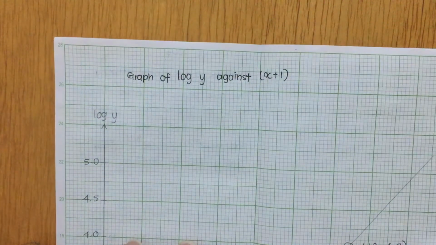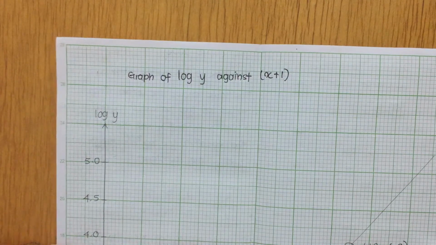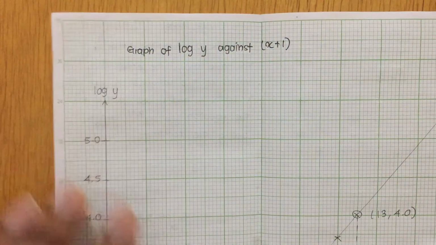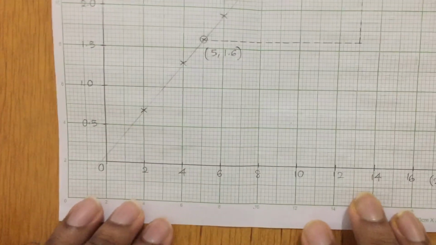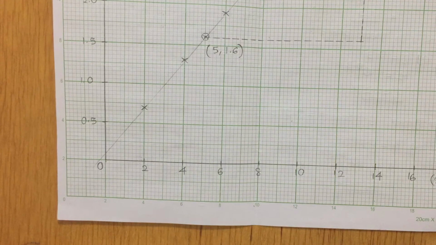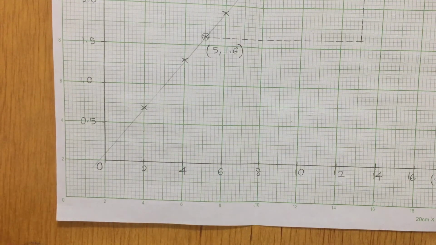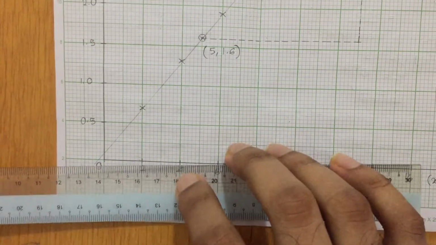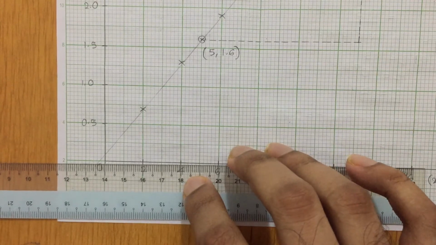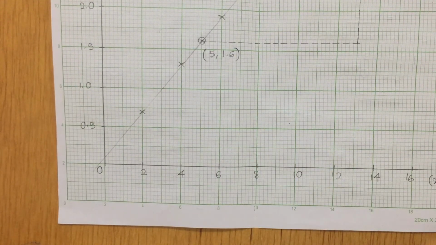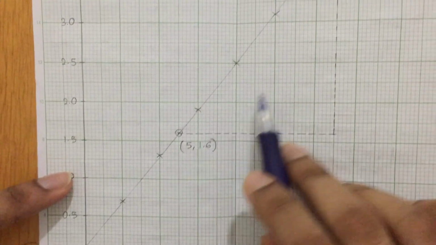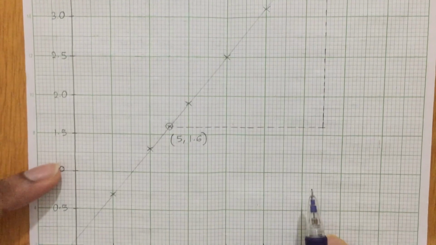So as you are looking here, this is the graph of log y against x plus 1. So log y is your y-axis and x plus 1 is your x-axis. As you can see here, we are obeying the scale of 2 cm for 2, and then 2 cm for 0.5 for the y-axis. So I hope you get it clear. So what you do, you plot all the data correctly, and this is your line of best fit, guys.